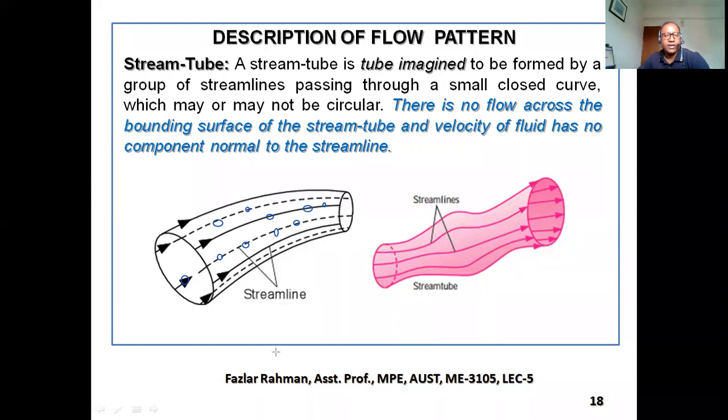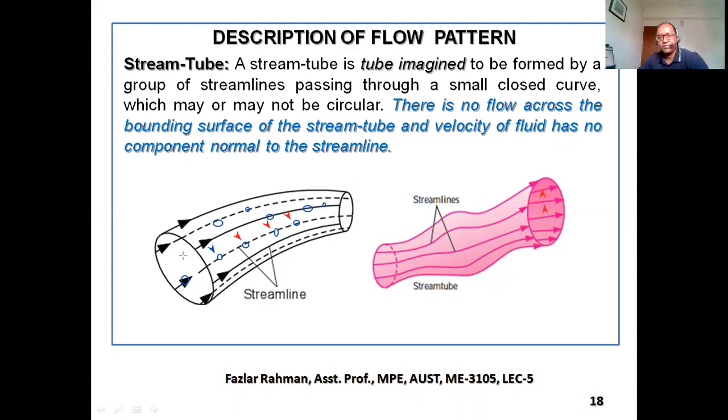That means the fluid element should not flow in this direction, because as per the definition, this is an imaginary tube, always flowing along the streamline. And the cross-section may not be circular. So like this one on the right side, if there is no flow across the bounding surface of the stream tube, the velocity of the fluid has no component normal to the streamline. That means along the perpendicular direction there will be no component of velocity.